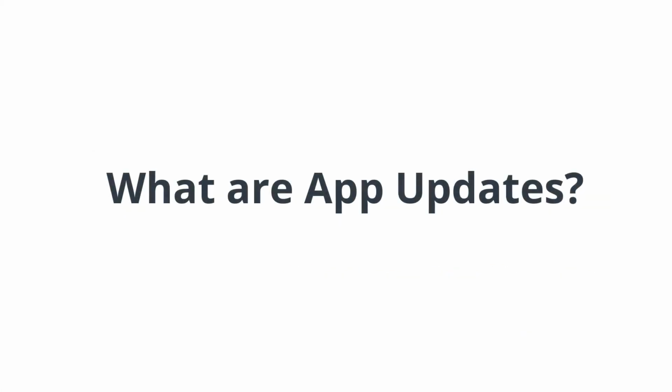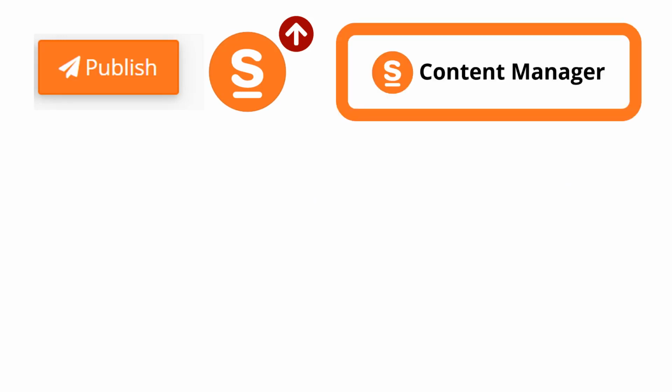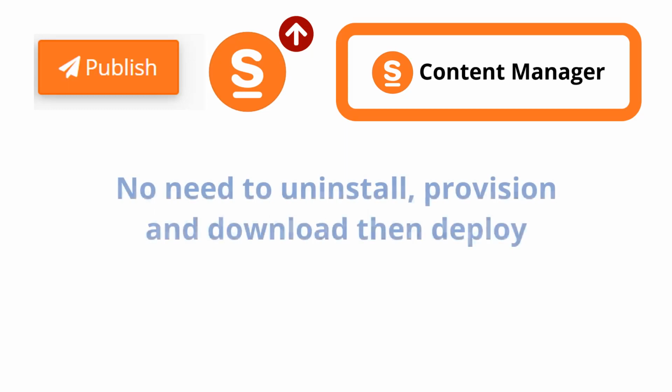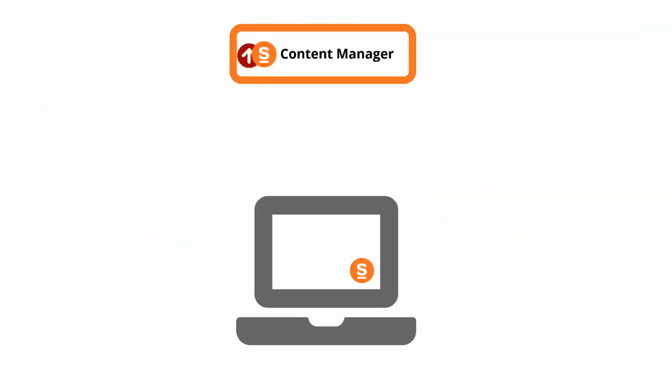What are app updates? App updates allow you to publish a new version of the SnapComms app from the SnapComms Content Manager, rather than having to first uninstall the existing apps, provision and download the new app, and then deploy it to all staff. This new feature enables you to easily keep up to date with the latest SnapComms Windows apps.